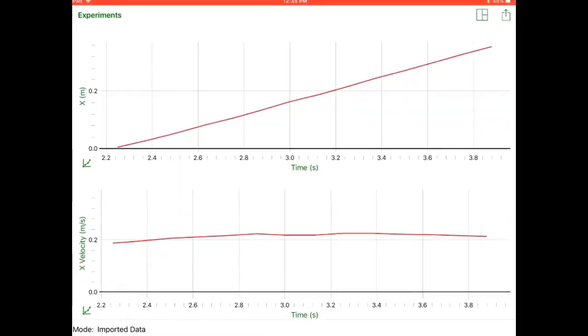Finally, we're in the last tutorial. In this tutorial, I'm going to show you how to use the slope tool, which will help us find the acceleration of your crane car. So right now we do have two graphs. The top graph is a position versus time graph, and the bottom graph is a velocity versus time graph.